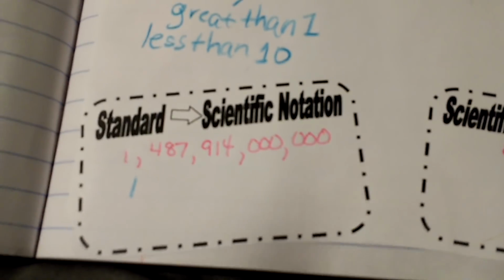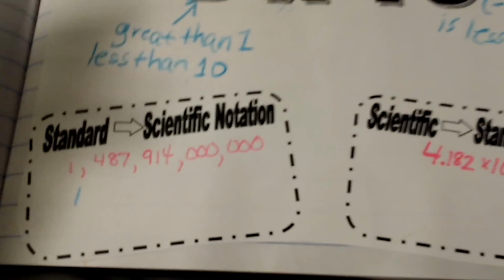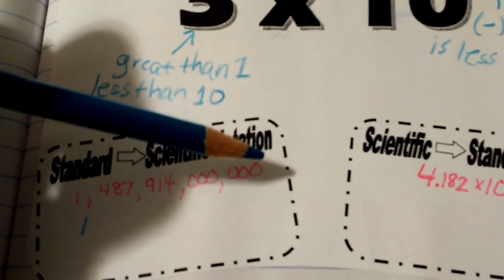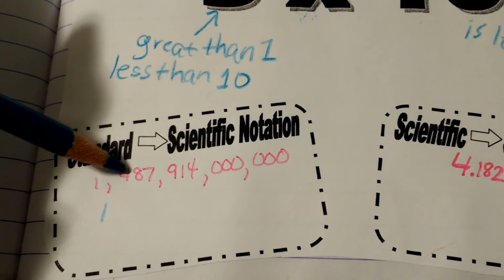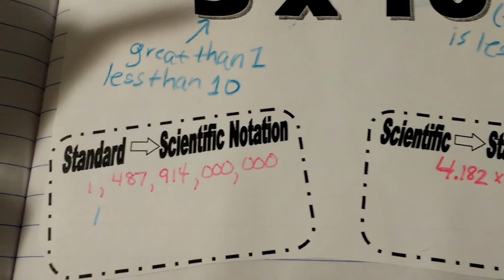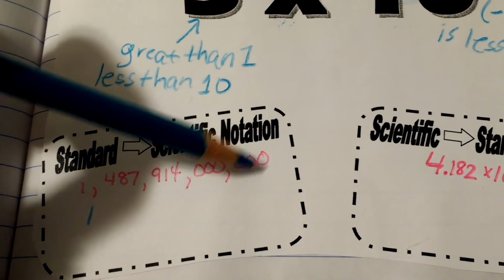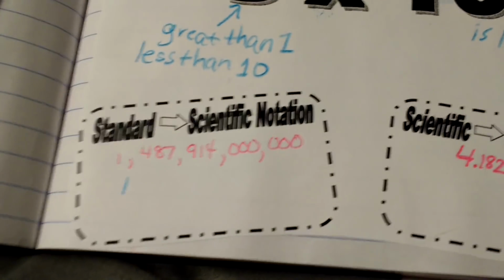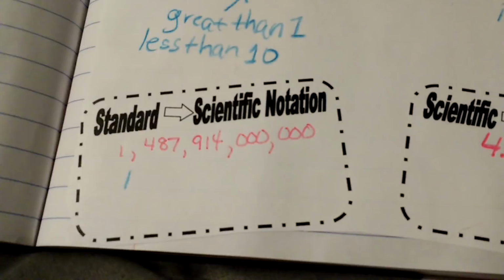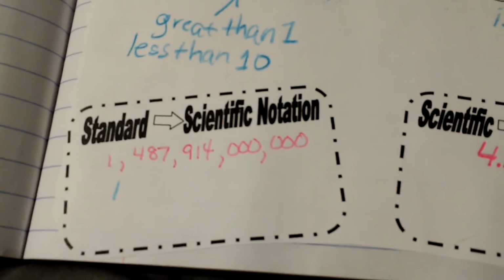All right, to turn this from standard to scientific notation, you're going to move the decimal all the way so that it's right between the 1 and the 4 here. You don't have to count this by hand the way they normally show it on videos on YouTube, because we have a calculator button for this.